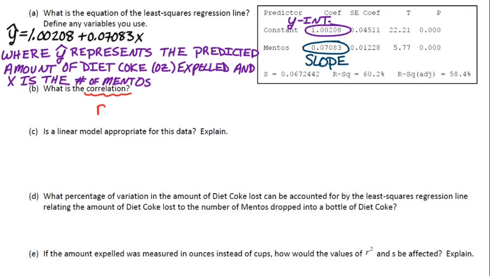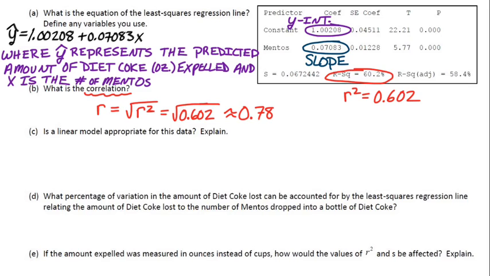Part B, what's the correlation? So that's R. We're not given R here. We are given R squared though. So to get R, we would just have to take the square root of that value and make sure we get the correct sign, whether it's positive or negative. So if R squared is 0.602 as a decimal, the square root of that would be about 0.78 for our R value. And just to be clear, this is positive because the scatter plot showed a positive association.